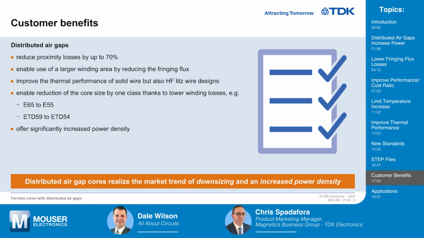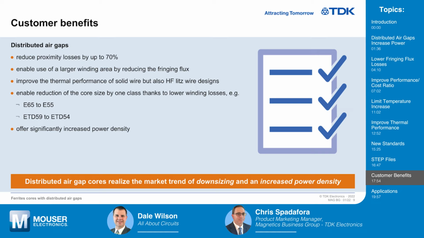So example, we talked about that E55 core. So maybe a design started out with an E65 core based on the core parameters and the winding requirements. But through the better use of that winding window and that improved thermal performance, possibly the designer can now drop down to the next size class to maybe an E55 core. And that's a huge cost savings in the end result.